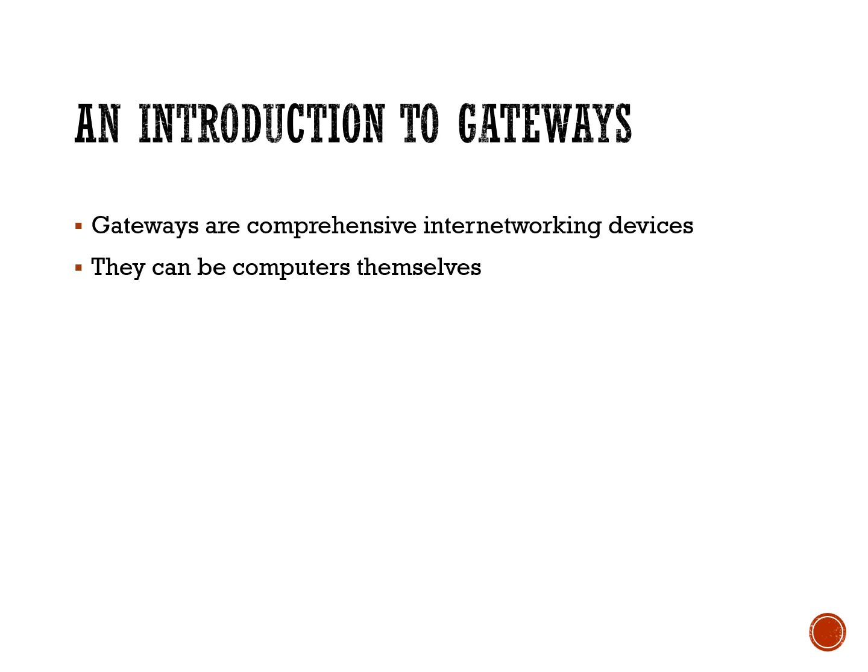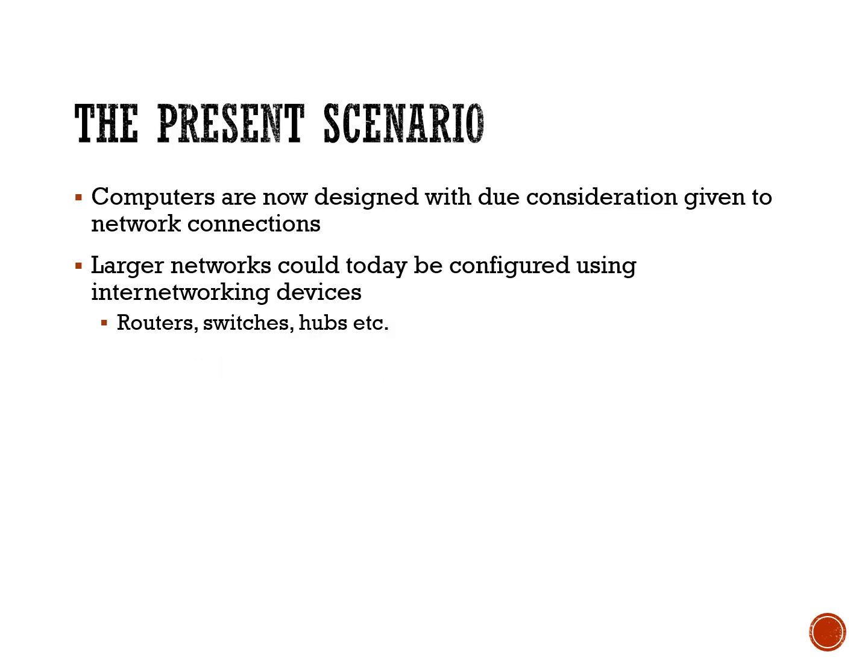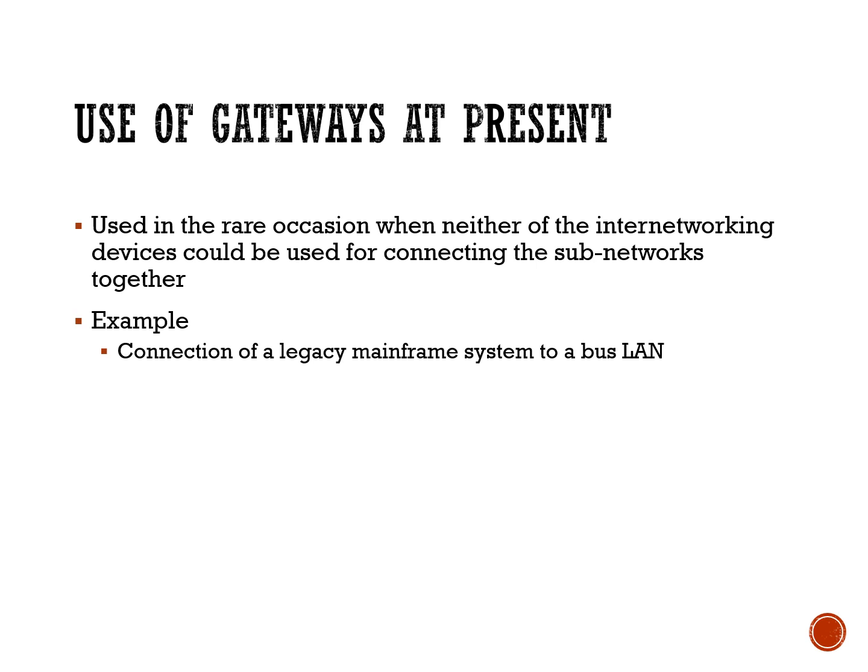A gateway is a comprehensive device which is used to connect different types of networks together. These work on all layers of the OSI model. They used to be really popular in the past, but not nowadays. In the present scenario, computers are designed with due consideration to network connections, and larger networks can be easily configured using routers, switches, and hubs. So on rare occasions, you may need to build a gateway. A gateway is basically any system which can be configured to act as a gateway. It will be a system.